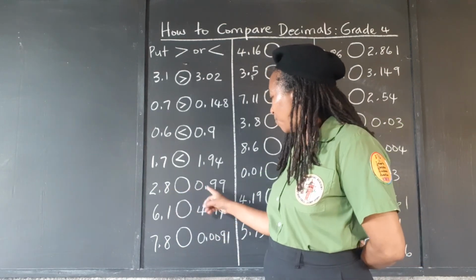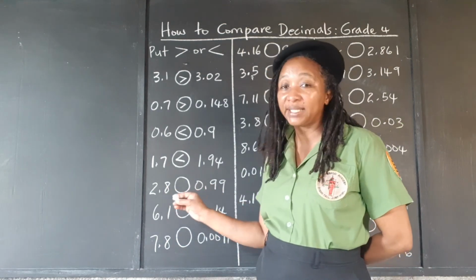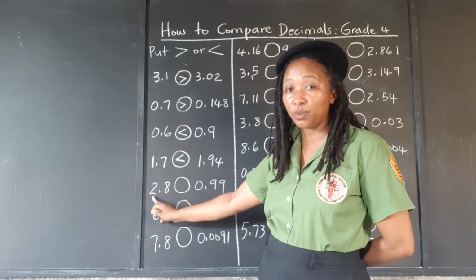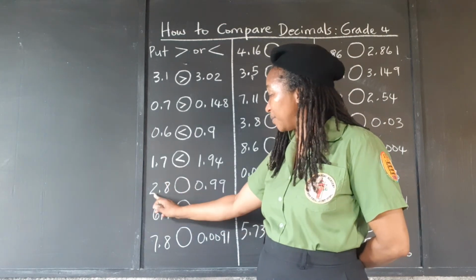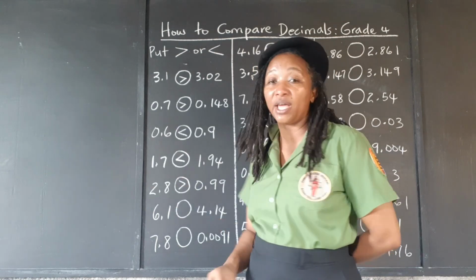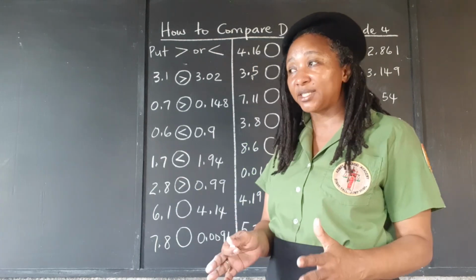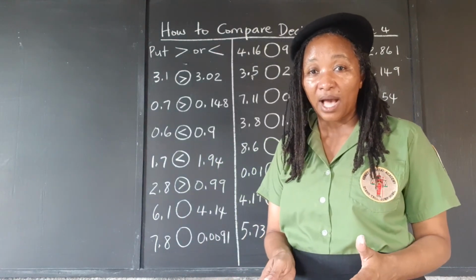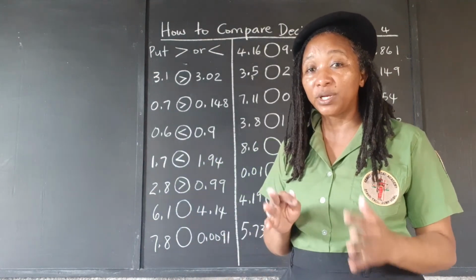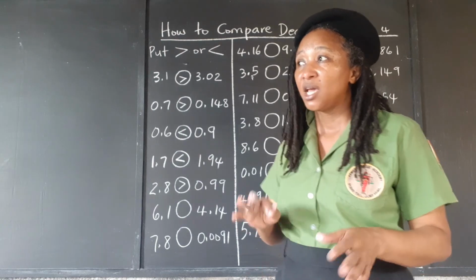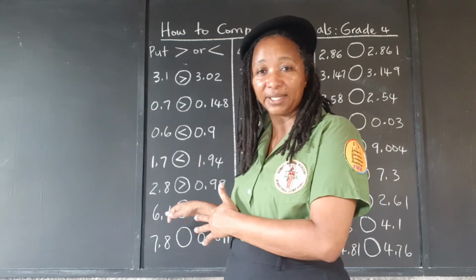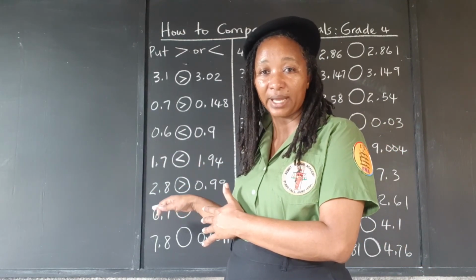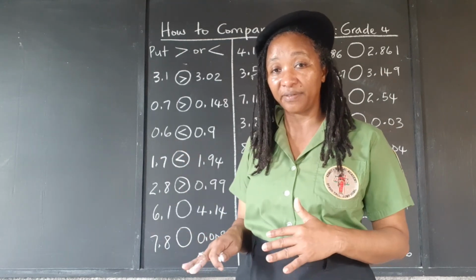2.8, 0.99. In the ones place, this has a 2, this has a 0. This is the bigger number. We don't have to go any further. Once you get to the first place and you can compare two different values in that place, it doesn't matter what comes to the right of it, for the decimal part of it.